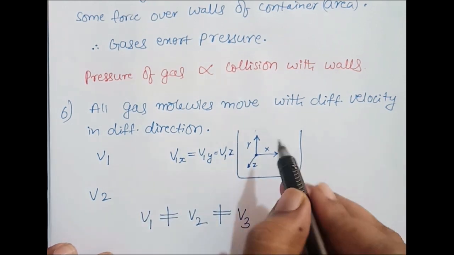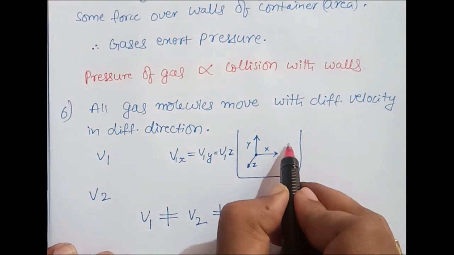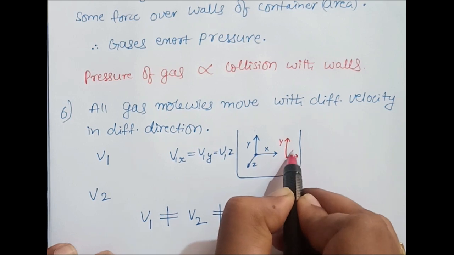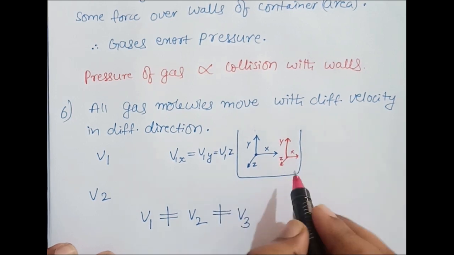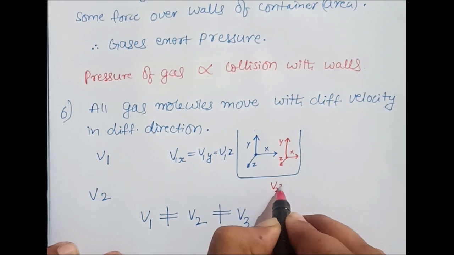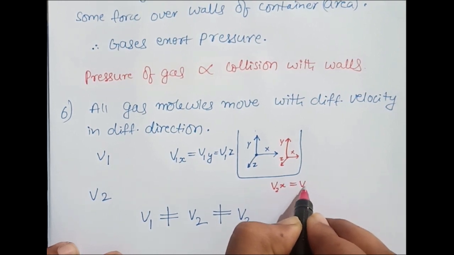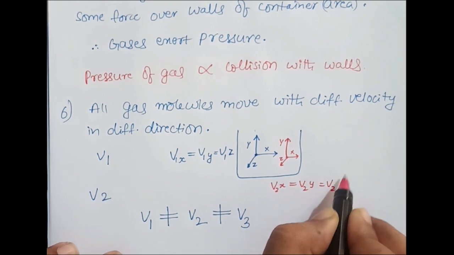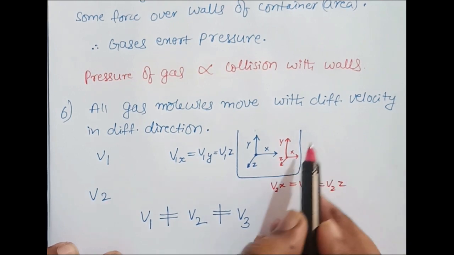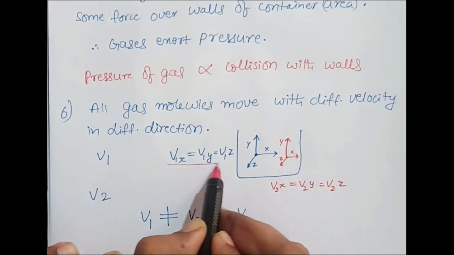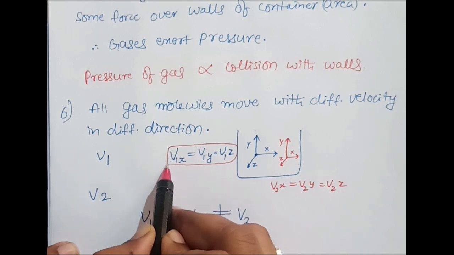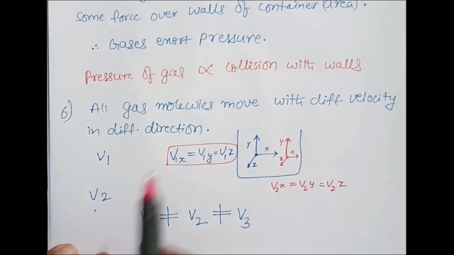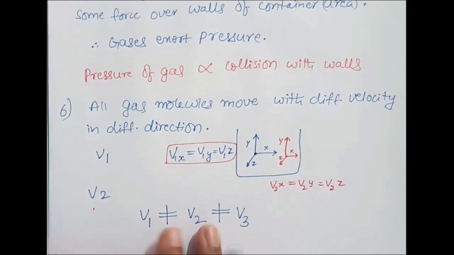Understood the point? Similarly, you take another molecule; the second molecule also moves along the y-axis, x-axis and z-axis. Here also the velocity of the second molecule in the x direction is equal to its velocity in the y direction, which is equal to its velocity in the z direction, which means the velocity of a molecule remains the same in all directions, but the velocity of one molecule is different from another. From here I will write one important point.